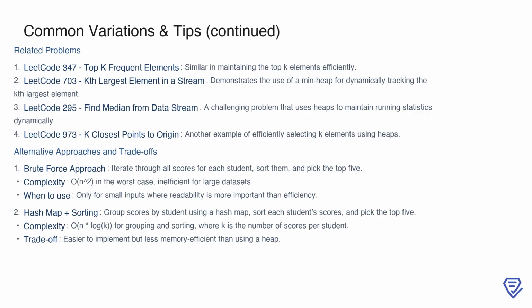When considering alternative approaches, brute force is straightforward but inefficient, with a time complexity of n squared. It's only suitable for small datasets where clarity and simplicity outweigh performance. Using a hash map combined with sorting is another viable option, with a complexity of n * log k. This approach is easier to implement but less memory efficient compared to a heap-based solution.